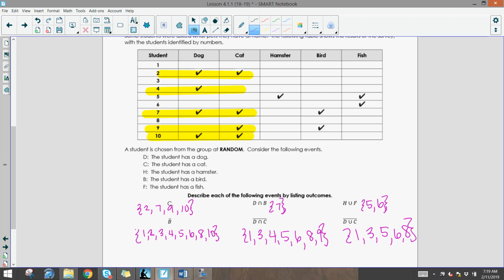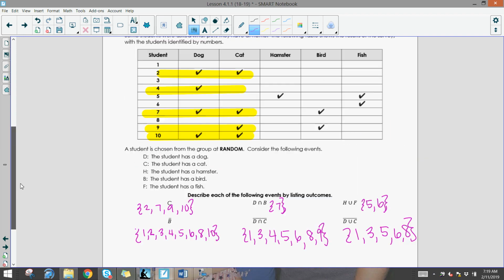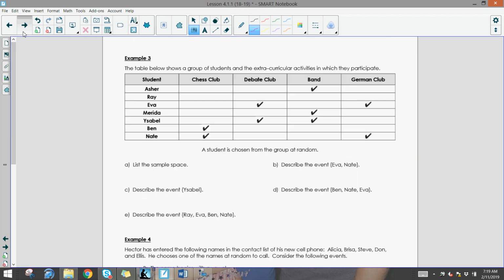Okay, so this is just going through and analyzing the different outcomes that you could have in each category. Now, we're going to go the opposite way, okay? Now, we are going to be given an event, and then based on the outcomes of the event we're given, we need to write out what the event would be. So we're going the opposite way, okay?